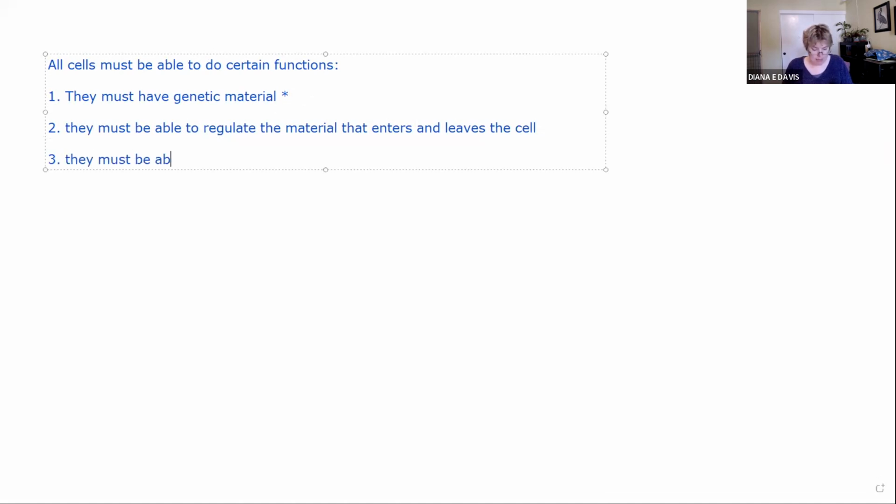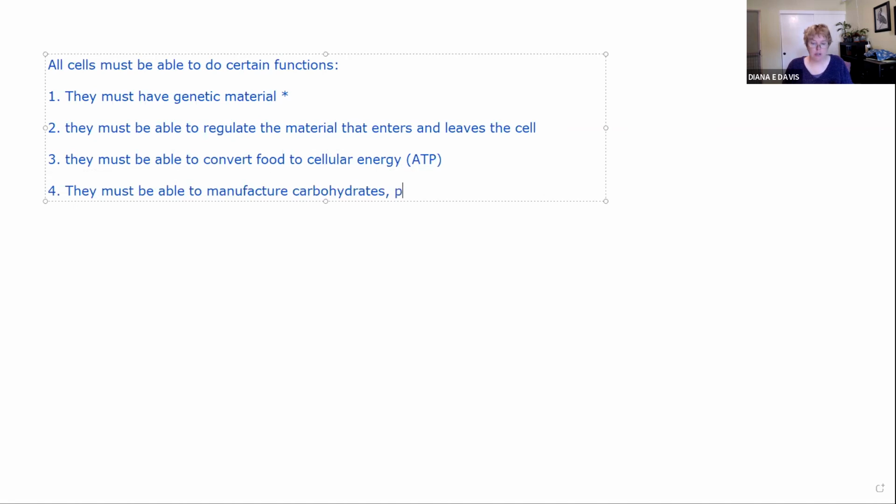They must be able to convert food to cellular energy. That's where ATP comes in. That ATP is our cellular energy. And they must be able to manufacture carbohydrates, proteins, and lipids as needed.